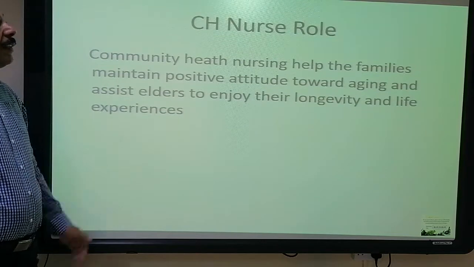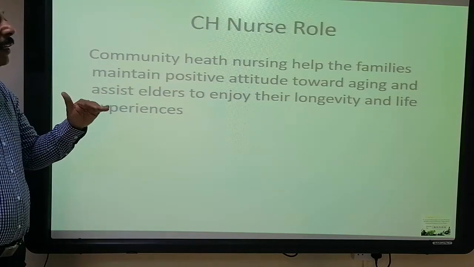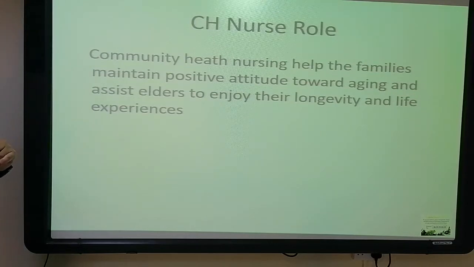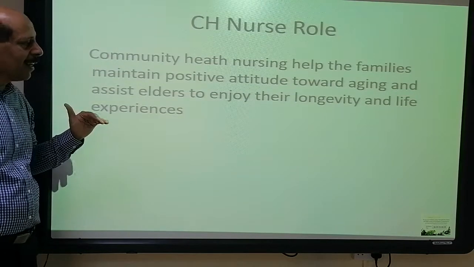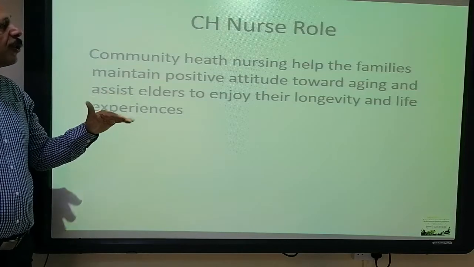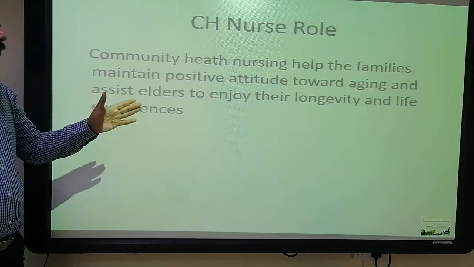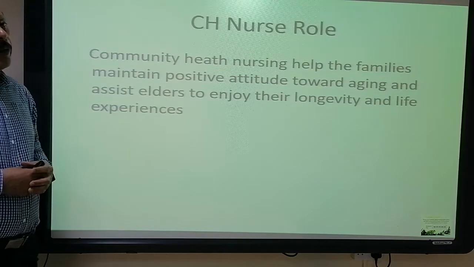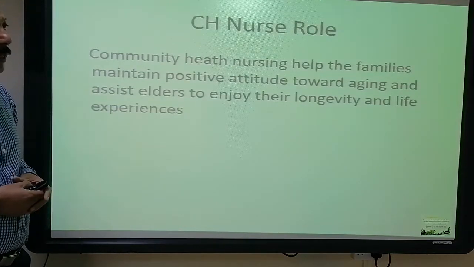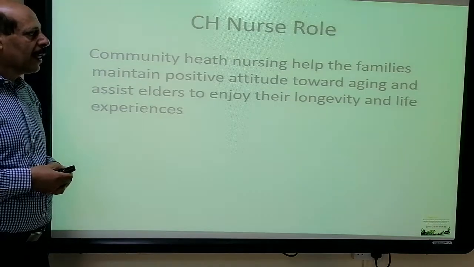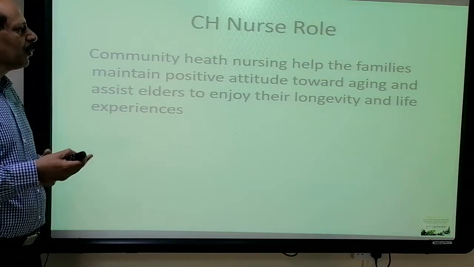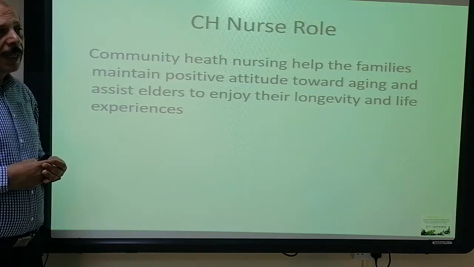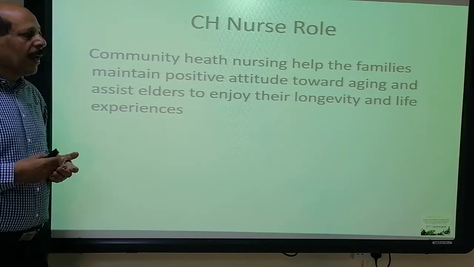So, community health nursing role. The community health nurse helps the family to maintain a positive attitude toward aging and assists the older people to enjoy the longevity of their life experience. So we have to help them to enjoy their life, and we have to help the family to look positively at the aging group and to help them.